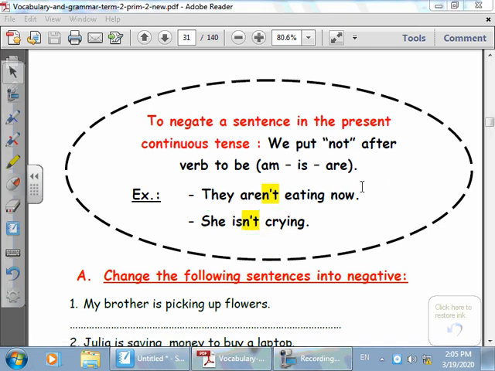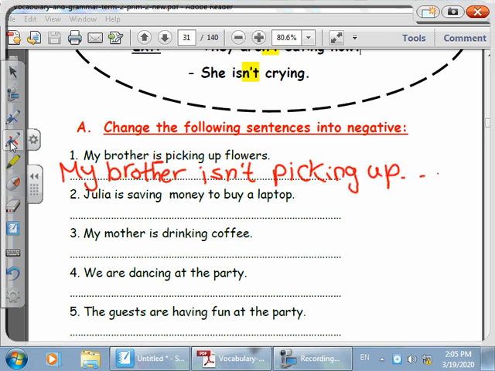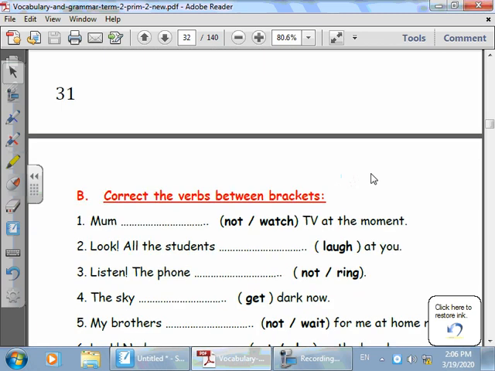I will make one with you. My brother is picking up flowers. So I write here my brother is not, or isn't, picking up flowers. Okay. Julia is saving money to buy a laptop. Julia is not, or isn't, saving money to buy a laptop. This is how to make a sentence negative.